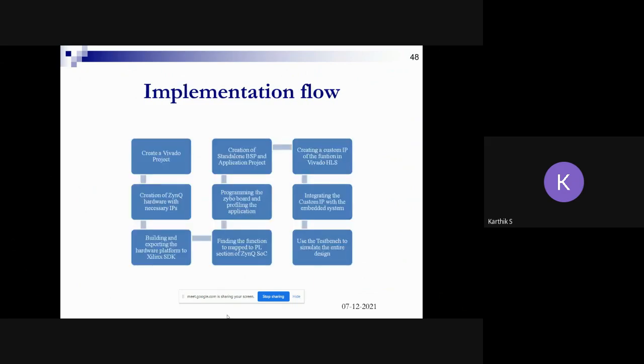And this is the implementation flow. You create a Vivado project, create the necessary hardware and the IPs, build the project and export to the Xilinx SDK, where you create the standalone BSP, the board support package, and the application project. And finally, you can do the profiling and find out which function is to be mapped into the hardware section. You create a custom IP out of it, integrate it, and use the test bench to simulate the entire design on the Zynq board.